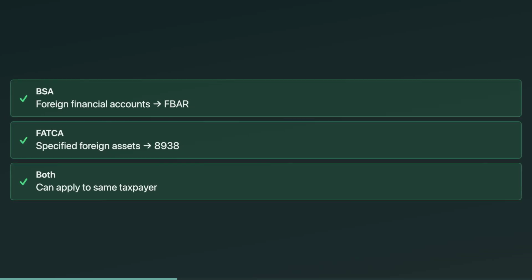Start with the two authorities. The Bank Secrecy Act, or BSA, is the anti-money laundering framework, and it drives FBAR reporting. FATCA is a separate law focused on reporting specified foreign financial assets, mostly through Form 8938 attached to the tax return. Exam tip. If you see foreign account, think BSA and FBAR first. If you see foreign assets, think FATCA and 8938.